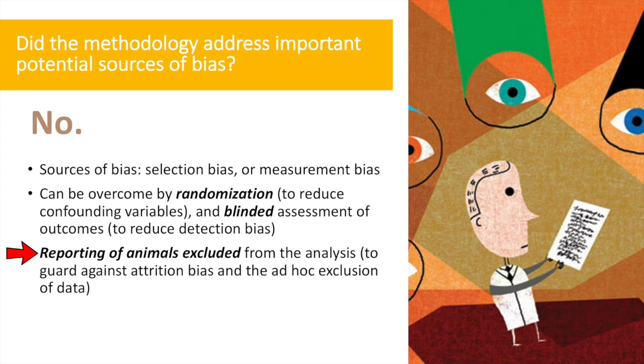However, a third type of bias, which is the attrition bias, was actually reduced because the research did include the reporting of animals excluded. However, because the other types of biases were not detected, we say that the methodology did not address all the important sources of bias.